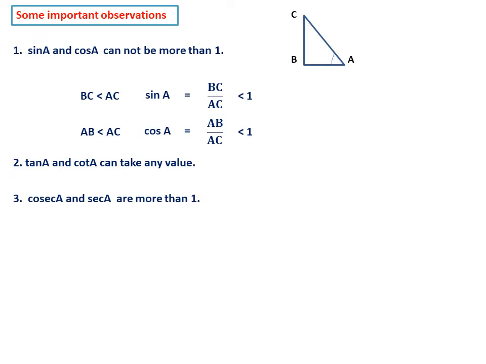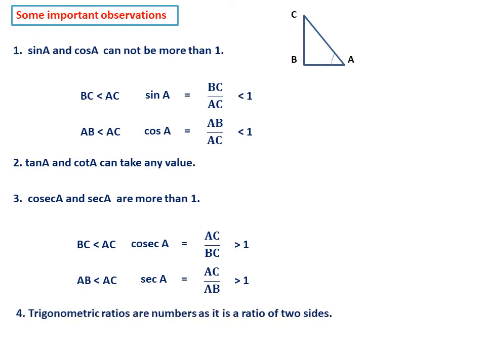And cosecant A and secant A are more than 1, because they are the reciprocals of sin A and cos A. So, there what happens? AC by BC, so it is more than 1. And AC by AB, that is also more than 1. So, this is another important result. Because BC is less than AC, cosec A is AC by BC, so it is more than 1. Similarly, AB is less than AC, and sec A is also AC by AB. This is also more than 1. So, this you can remember.